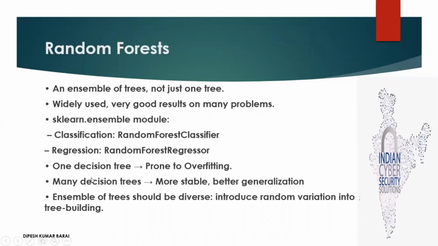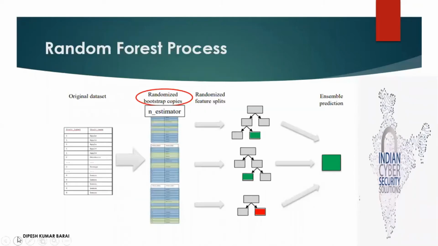Secondly, if you use one decision tree, it leads to overfitting, which means a low bias and high variance problem. But if you take many decision trees, the model will be more stable with better generalization. So, why is this effective?